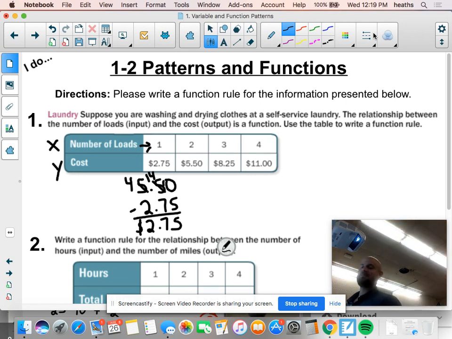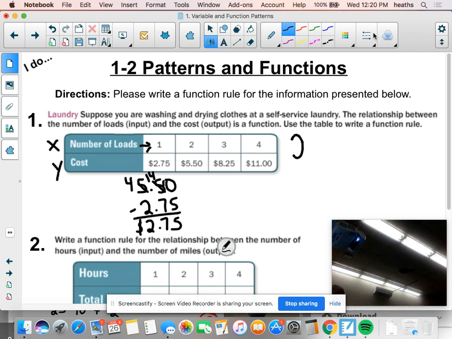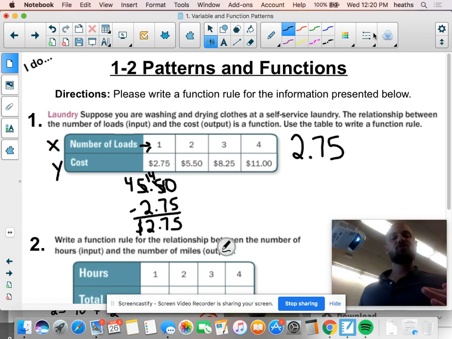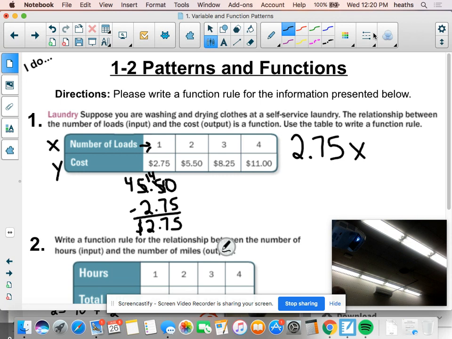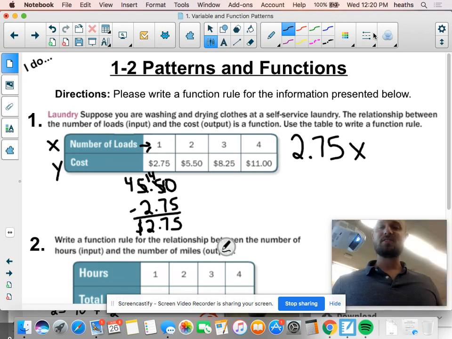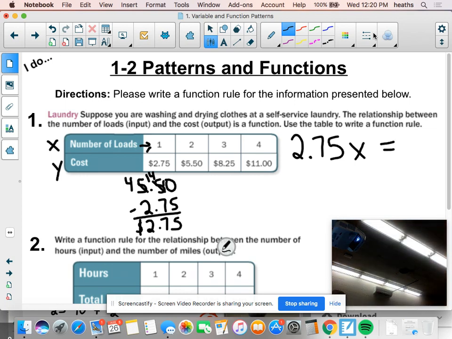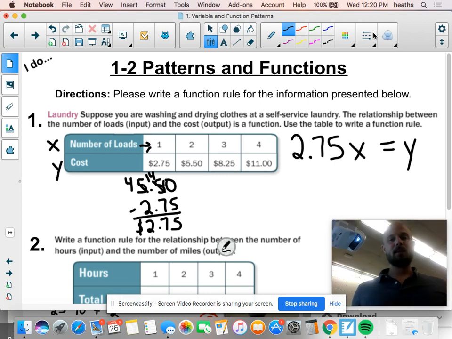So $2.75 is the first thing we're going to write. Okay? So 2.75, if we take that times the number of loads that we do, which is going to be X, so $2.75 times X is going to give us our Y. So simple as that. A function rule for this chart is 2.75, which is $2.75, times X is going to give us our Y.